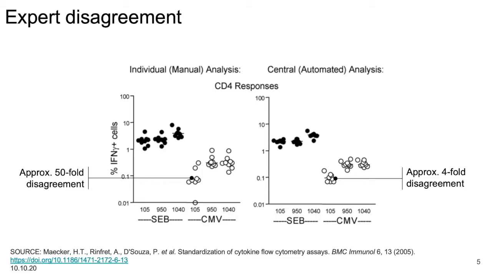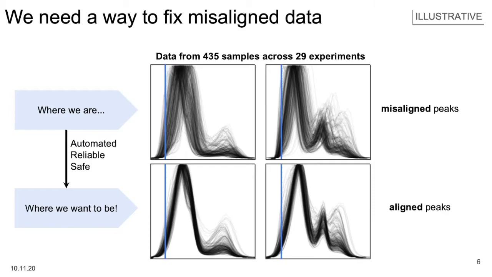This is an experiment that was captured and sent to different laboratories, and it's comparing the results of centralized analysis versus analyses that were done in multiple laboratories. We can see that in the centralized analysis there is approximately fourfold disagreement, but when the analyses were done across multiple laboratories there is approximately 50-fold disagreement in the results. One of the contributing factors is likely the subjectivity involved in selecting gates when analyzing these data sets.